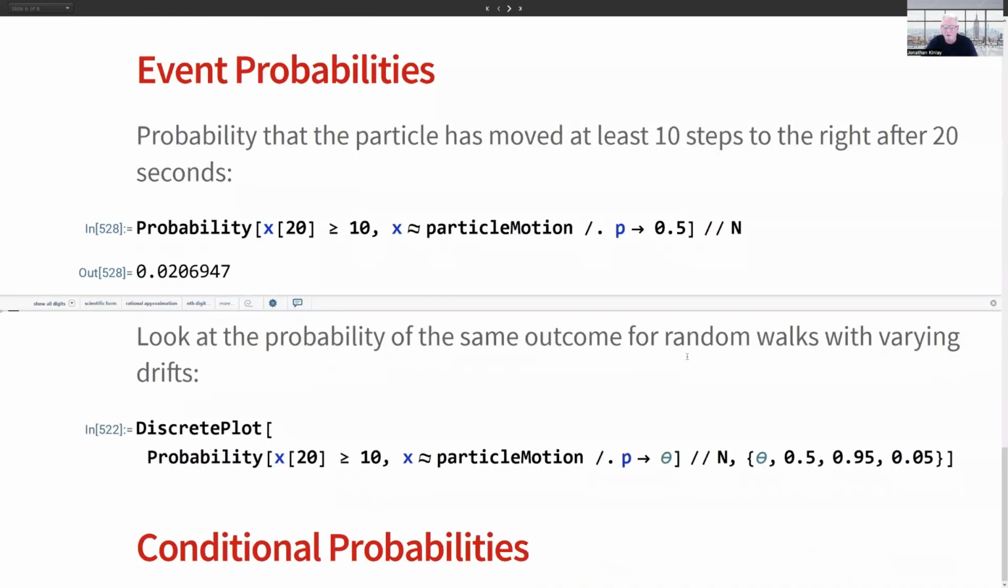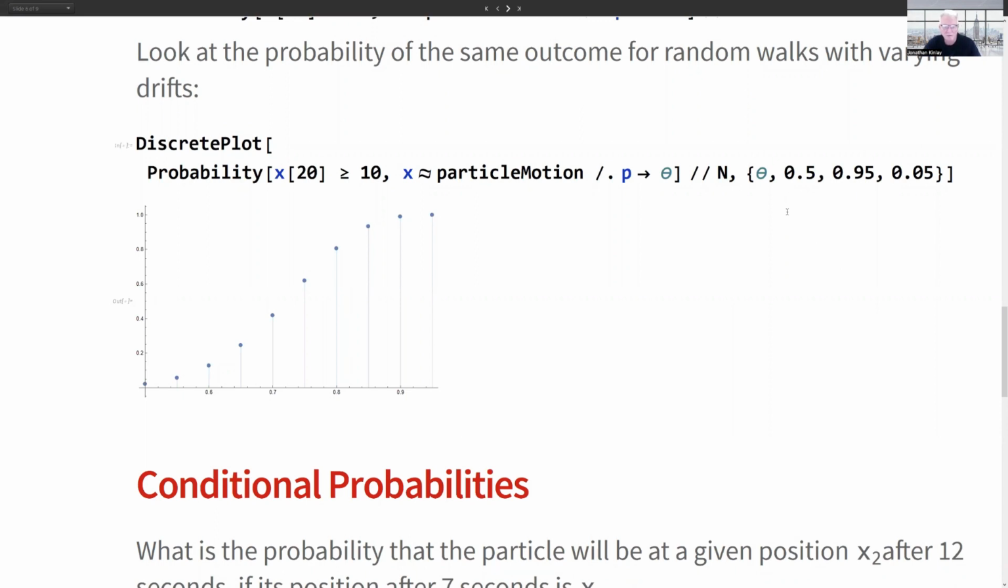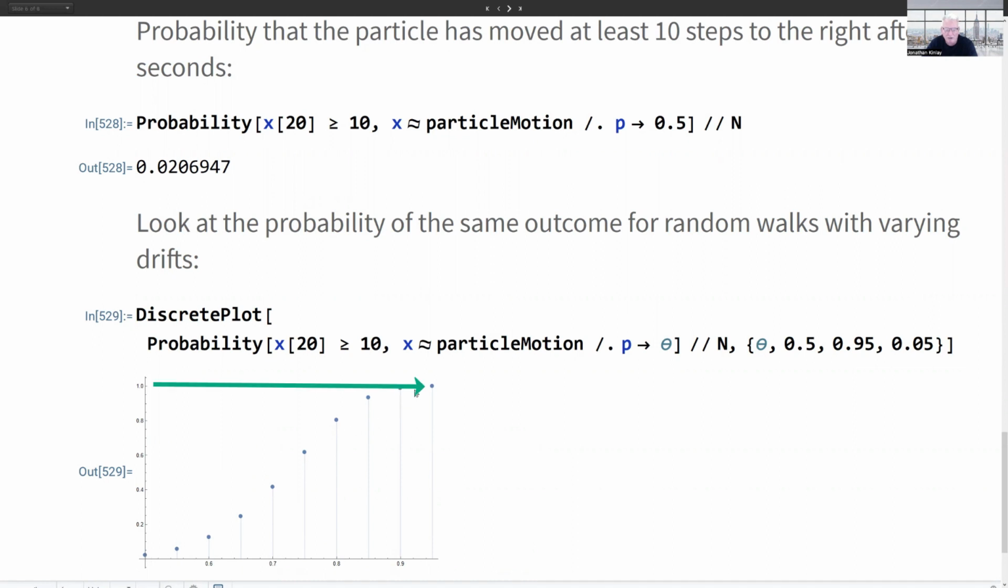We can look at the probability of the same outcome for random walks with varying drift levels. So here, for example, we're looking at the probability of x reaching a value of 10 or greater at time 20 if x follows a particle motion process with parameter p, where p is in the range from 0.5 to 0.95. And we can see that for the process with probability parameter at 0.5, the probability that x at time 20 will exceed 10 is around 2%, to a level very close to 1 as the drift in the process grows and the probability parameter is set to 0.9 or 0.95.